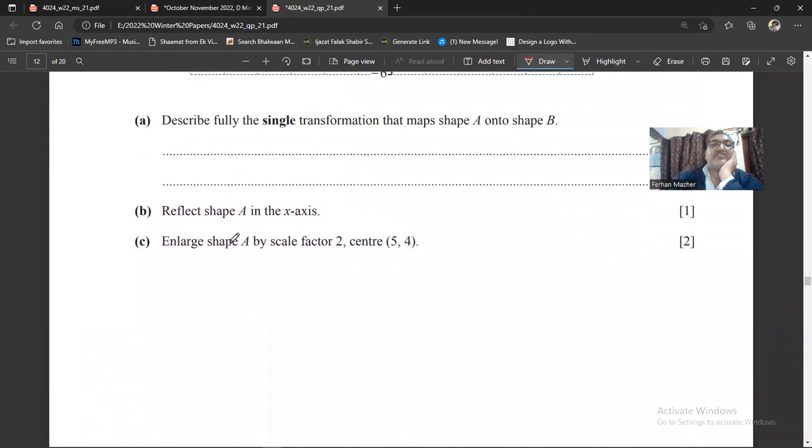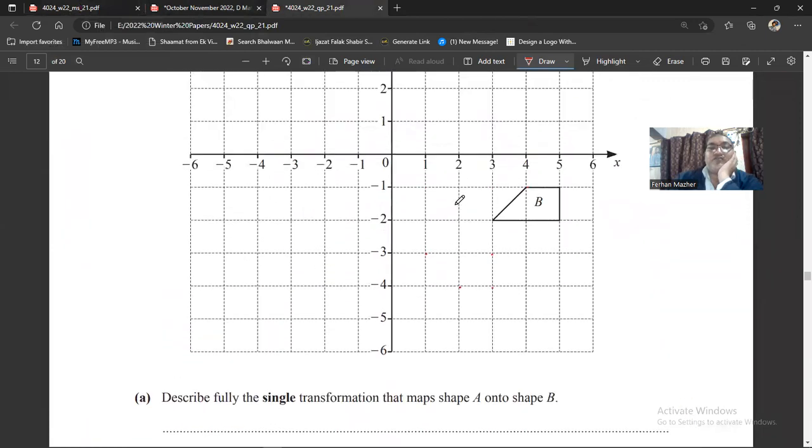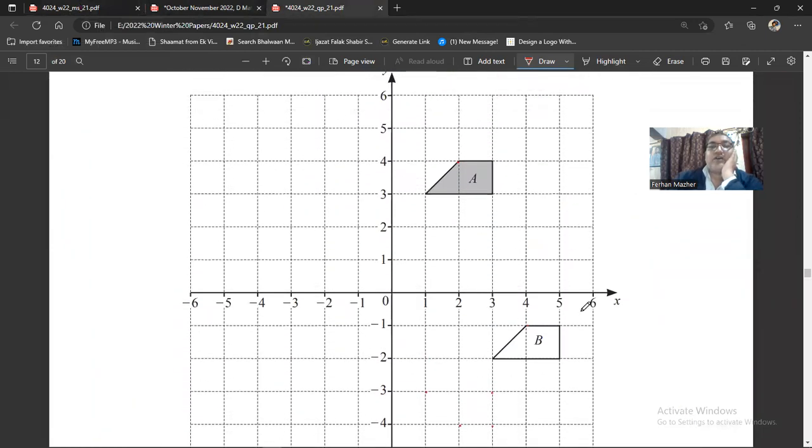It says enlarge the shape A by a scale factor of 2. The center is 5, 4. So 5, 4 will be here. So this is 5, 4. Then what you do, you join them with a straight line. You draw a line here.